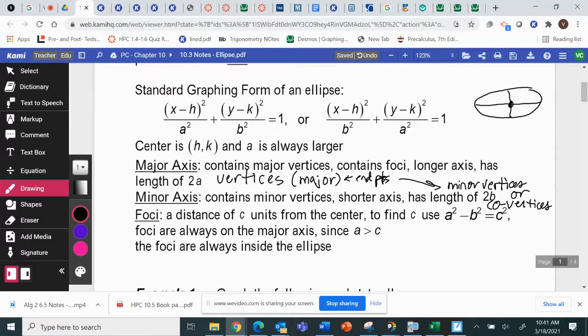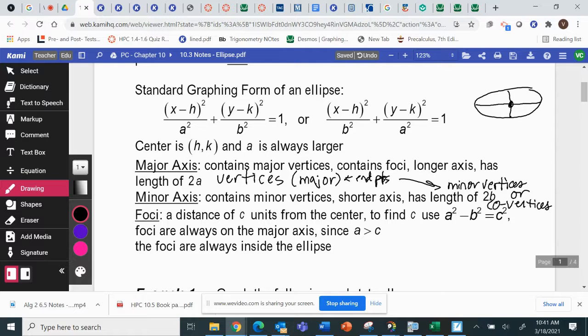So in the book, they're called one thing, and then in a worksheet that I have, they're called the other thing, but it's the same. Minor or co are the ones that are not the major ones. Vertices would be the major ones. If they have the extra co, they're not the major ones.